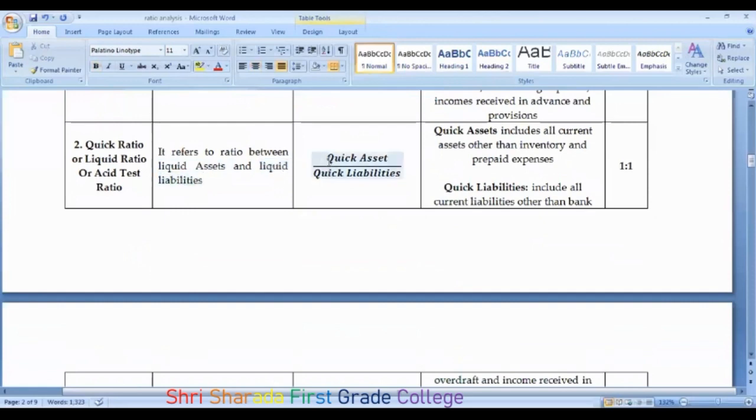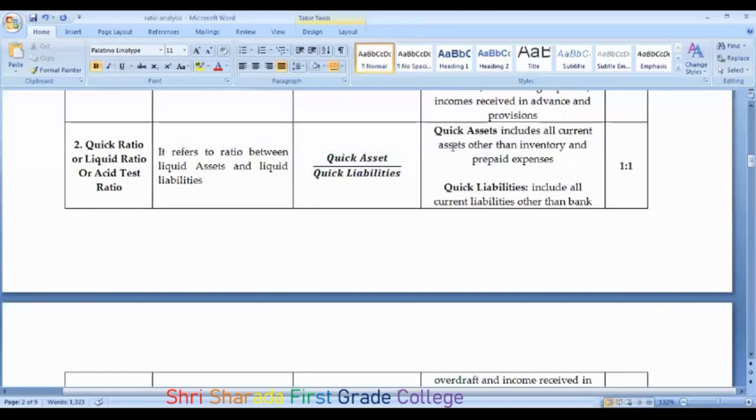So you can quote it as liquid assets divided by liquid liability, or you can also write it as quick assets divided by quick liability. So what do quick assets include? Quick assets include all the current assets except the stock or the inventory and the prepaid expenses. Clear? The quick assets don't include the stock and the prepaid expenses.